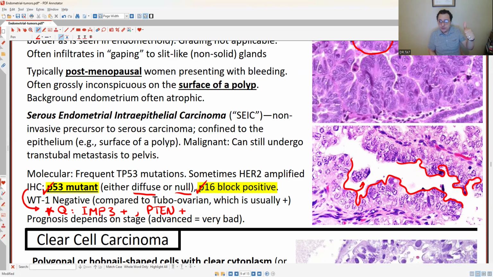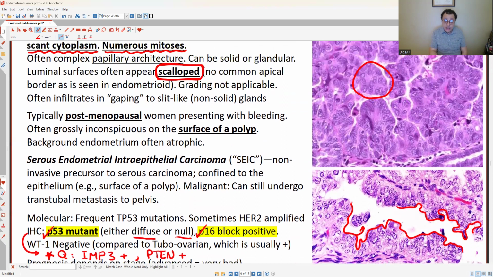So P53 here is mutant, and P16 is block positive. Dense positivity, block positive in all the cells. It lights up very much with P16. And you can confirm as well by ER/PR. ER/PR on the other side is positive in endometrioid. So ER/PR is positive in endometrioid, while in serous carcinoma P53 is mutant and P16 is positive. That's the way to differentiate if you are in doubt in terms of morphology.